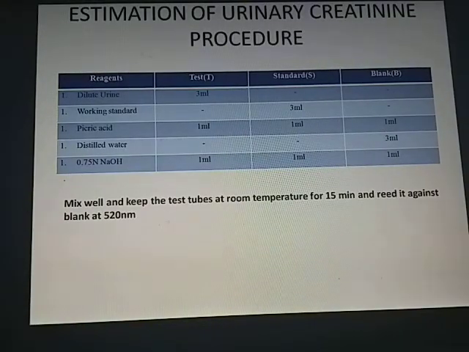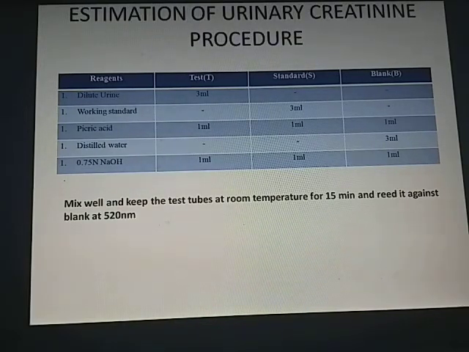Then this is the procedure for estimating the creatinine clearance in the laboratory. Take 3 test tubes and mark them as test, standard and blank, that is T, S, B. Then start adding reagents to these 3 test tubes one by one. The first reagent is dilute urine. Add 3 ml of dilute urine to the test and nothing to the standard and blank. The second one is working standard. Add 3 ml of working standard to the standard and nothing to the test and blank.